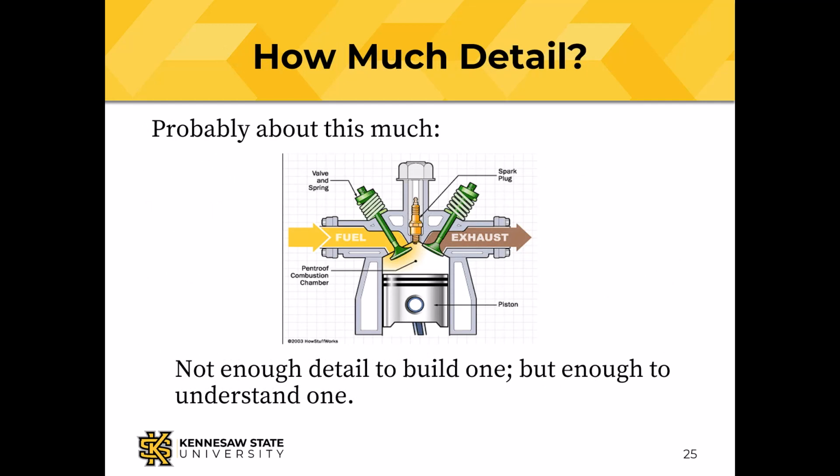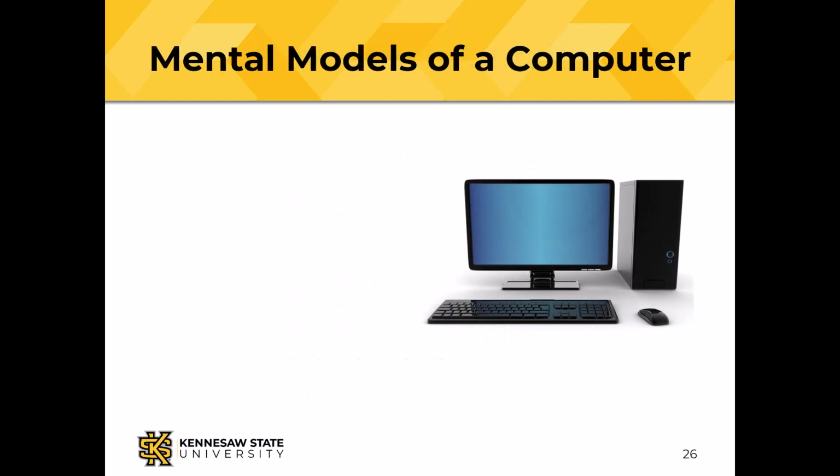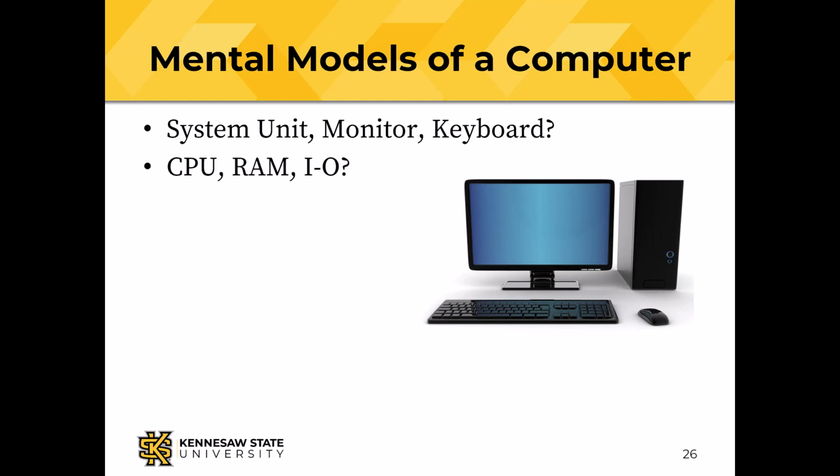How much detail in the mental model of the car? About this much. This is something that you probably would have learned in middle school about internal combustion engines. There's not enough detail there to build an internal combustion engine, but there's enough to understand one. There are several different mental models of a computer. We can have a number of choices. We can think about the physical pieces, the system unit, the monitor, or the keyboard, or we could think about the logical pieces, the CPU, the random access memory, the input, and the output.